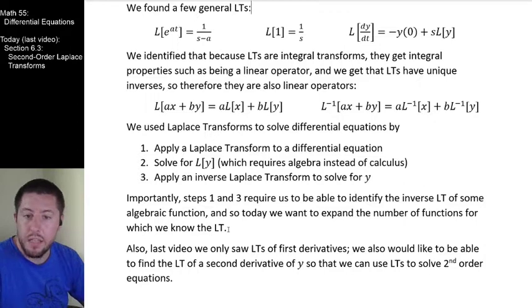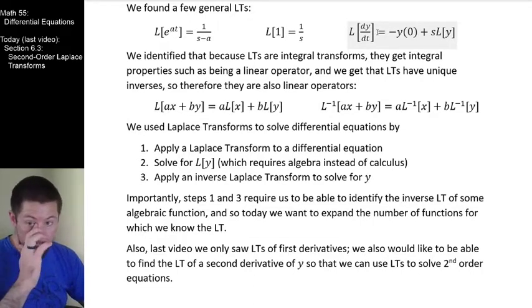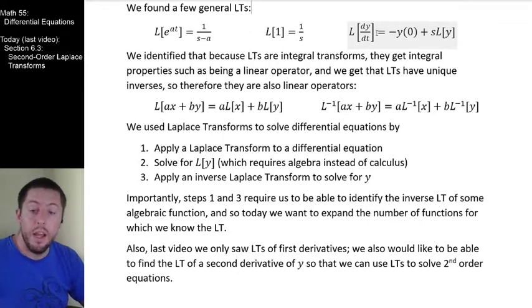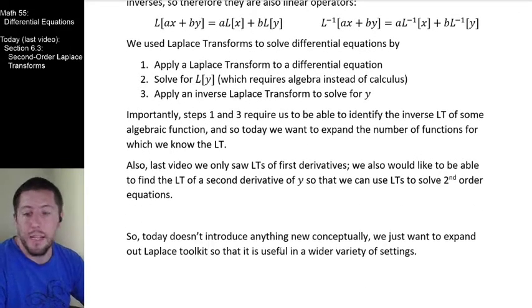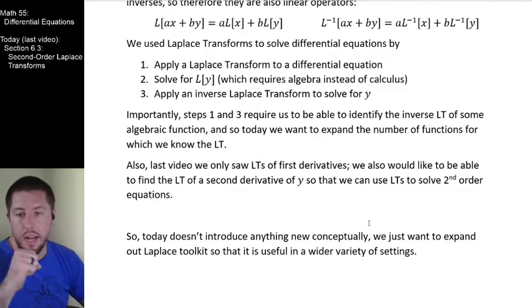The other thing that we recognize is that in the previous video, we only saw Laplace transforms of first derivatives of functions, like this guy right here. Obviously, most of our interesting differential equations this semester have been all of our harmonic oscillators, second-order differential equations, and therefore it seems meaningful to us to be able to find Laplace transforms of second derivatives of a function as well. So today doesn't really introduce any major new concept. We just want to take this concept a lot further.